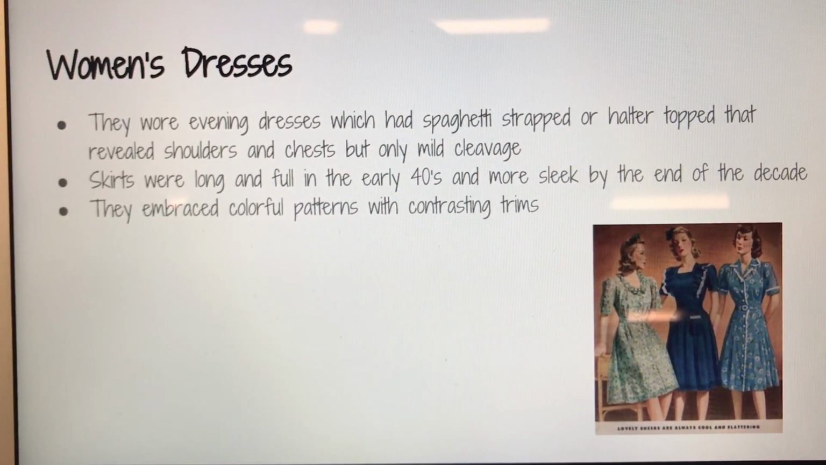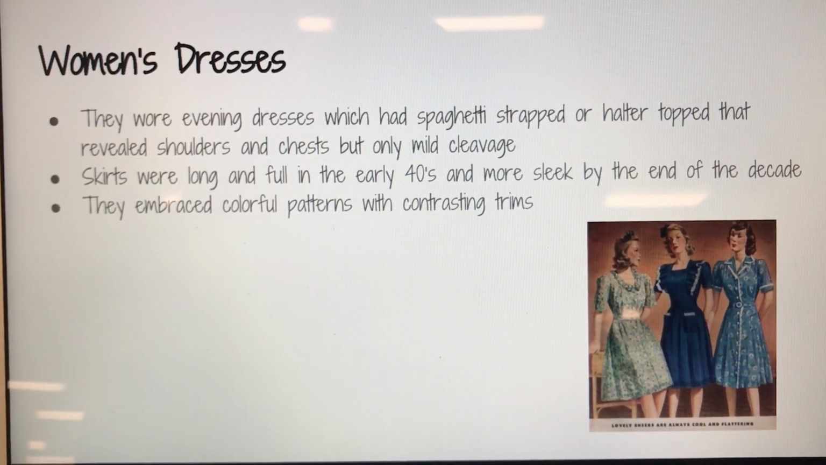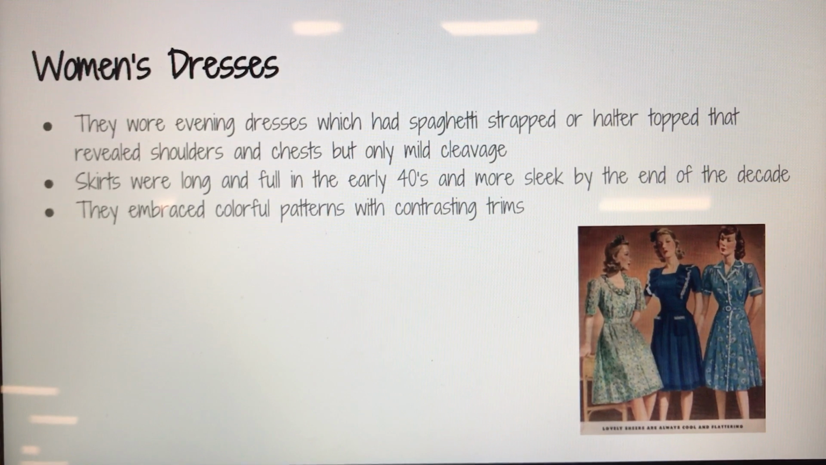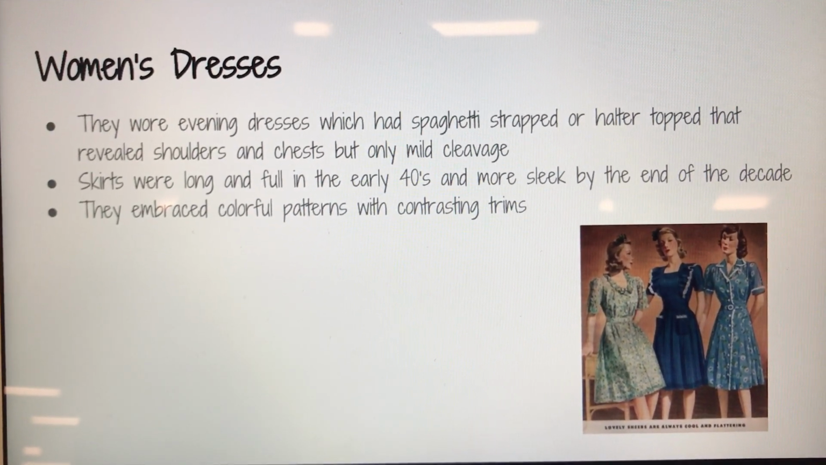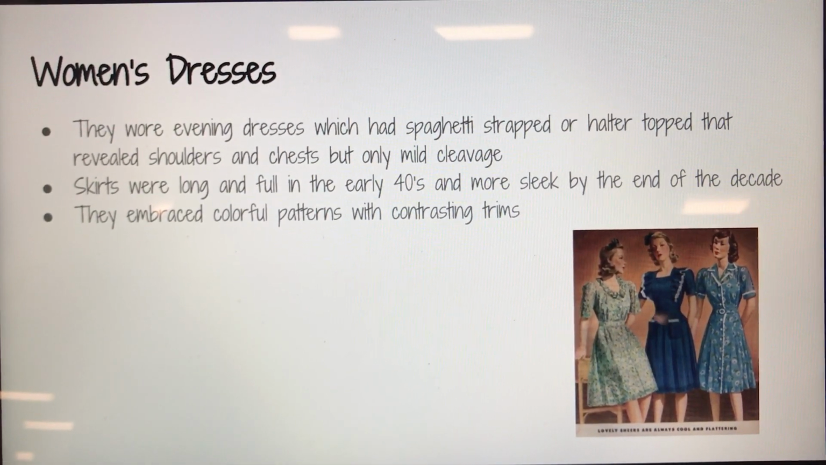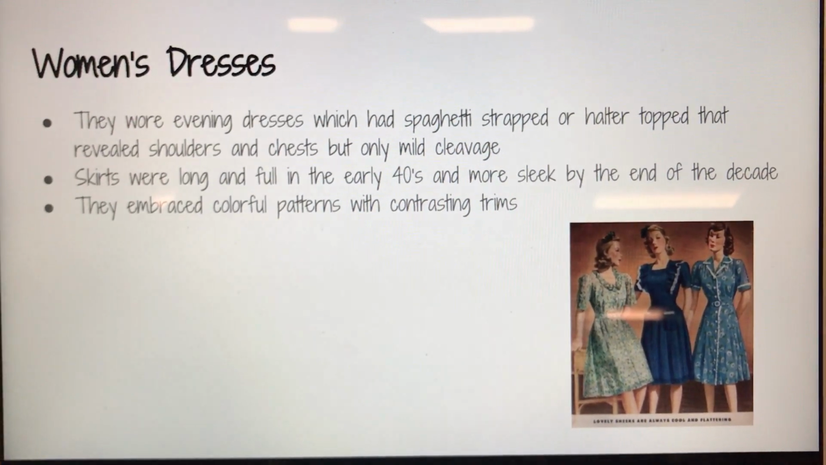Women's dresses. They wore evening dresses, which had spaghetti straps or halter tops that revealed shoulders and chests, but only mild cleavage. Skirts were long and full in the early 40s, and more sleek by the end of the decade. They embraced colorful patterns with contrasting trims.